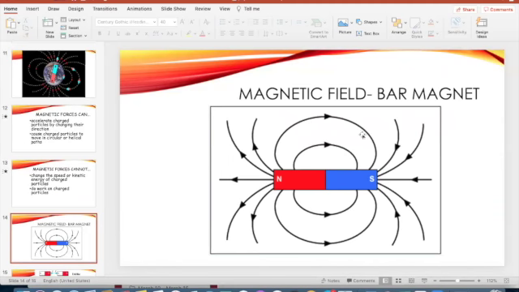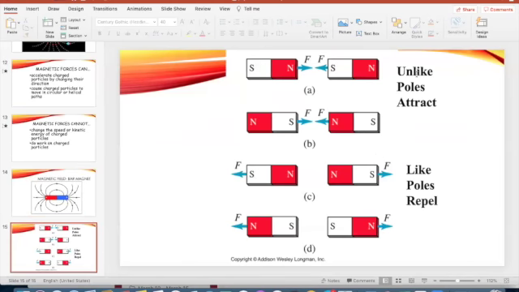Here's another illustration. This is the magnetic field bar. You have outward flow from the North Pole to inward flow towards the South Pole, which means our North Pole is positively charged and our South Pole is negatively charged, because it flows from positive to negative. Unlike poles attract, so opposites attract: north and south, south and north are attracted to each other. But like poles repel, so north and south are going in the opposite direction of each other because they repel each other.